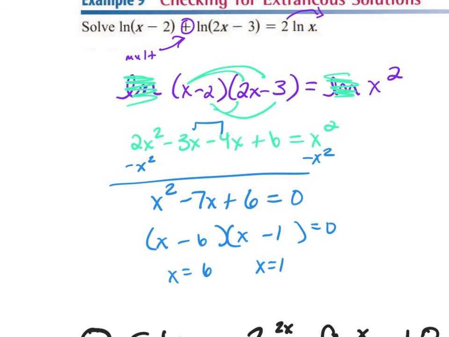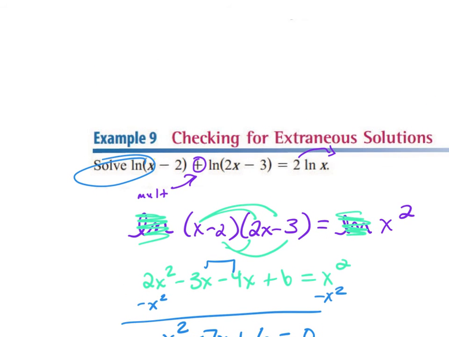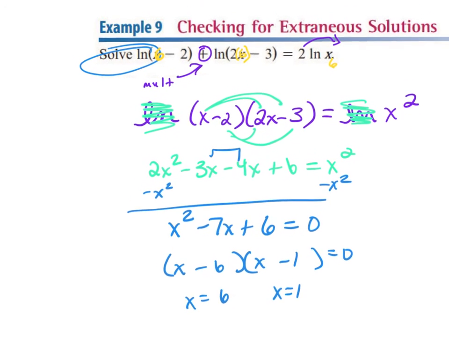What did I tell you when we started off doing this? When you start your problem with logs and natural logs, what should you do with your answers? You have to plug them in. Let's check them. You don't have to evaluate anything. The parentheses cannot be zero. If I put 6 right here, what's 6 minus 2? 4. That's positive, you're fine. If I put 6 here, what's 2 times 6 minus 3? 9. Positive, we're good. So 6 works.